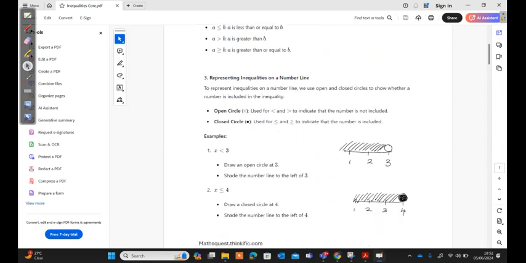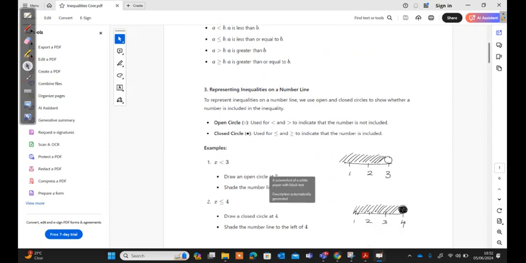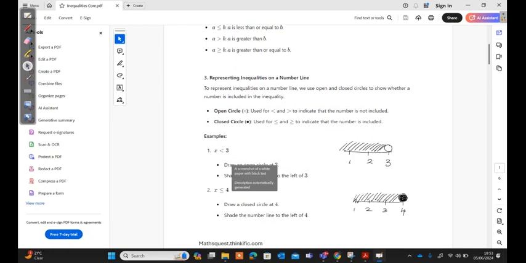So how does it look in terms of representing that information on a number line now? If you have the less sign or the greater sign, it means you are not including the number. So when it comes to drawing and shading to represent that inequality, if you have a greater or less, you draw an open circle. An open circle means a circle which is not shaded. Whereas if you have less or equal to or greater equal to, you draw a circle and then you shade it.